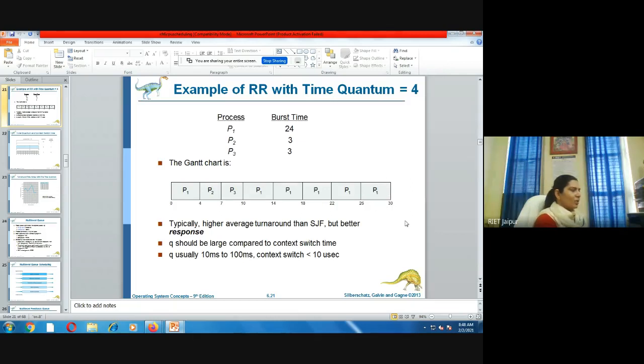Okay, and how many rounds are there? In one round, P1, P2, P3. Second round, third round, fourth and fifth, and in total 6 rounds are there, and the execution of the processes is over as per this.